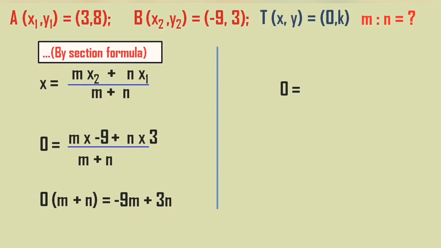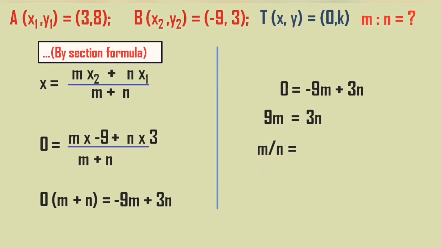So the left hand side will completely be nil, that is 0, and on the right hand side we have the same numbers, negative 9m plus 3n. For our convenience, we will shift that 9m to the other side of the equality. That removes its negative sign, so we get 9m equals 3n. My target is to find m is to n, that is m upon n.